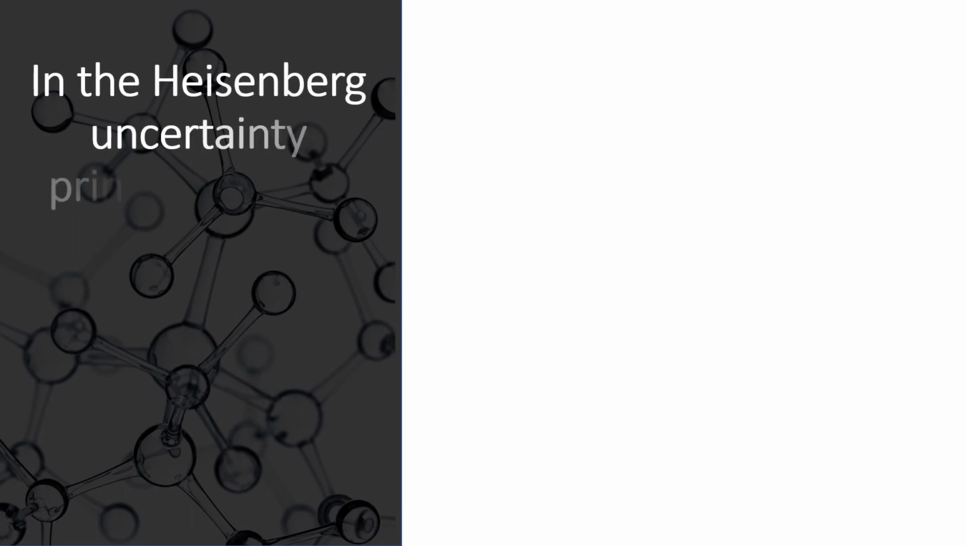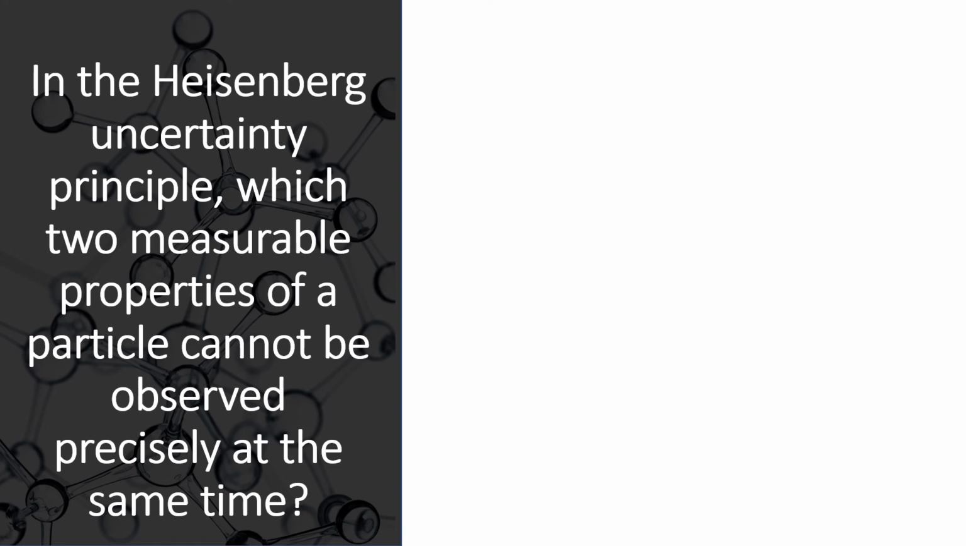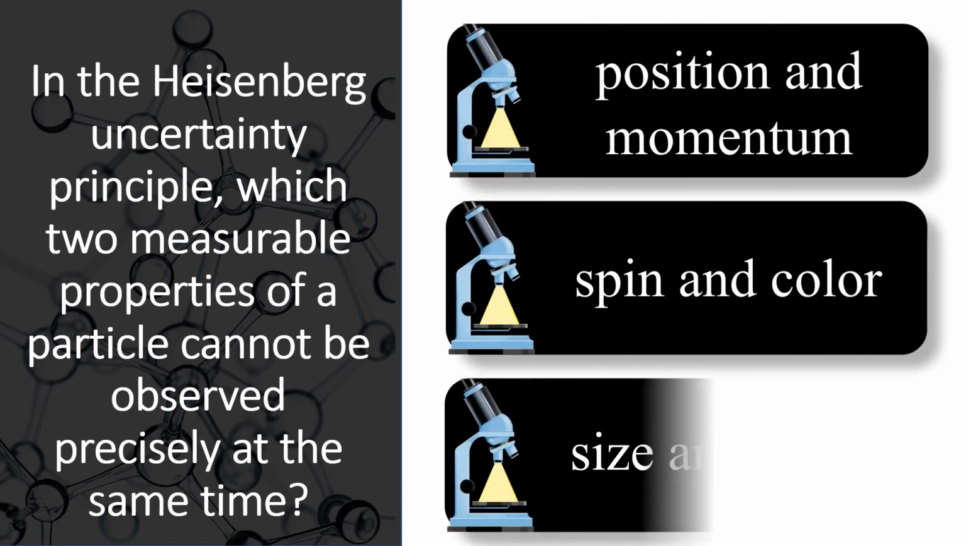In the Heisenberg uncertainty principle, which two measurable properties of a particle cannot be observed precisely at the same time? Is it position and momentum, spin and color, or size and speed?